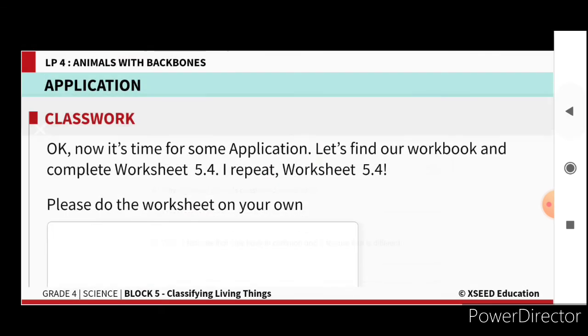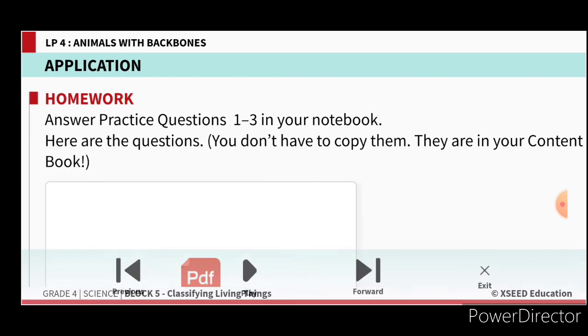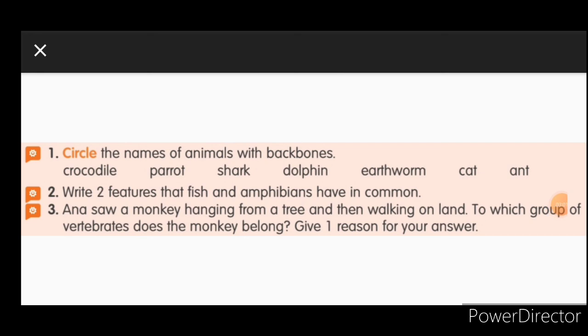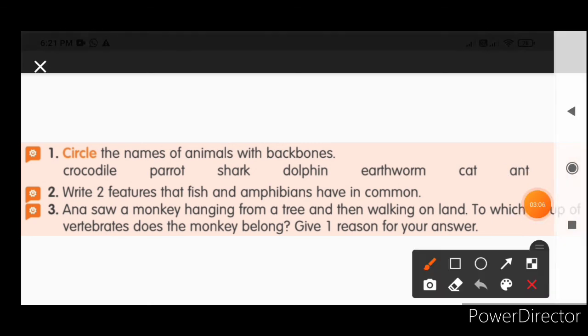Now we will see what practice questions are given in this worksheet. You can see in your textbook 4.5.4 and answer these questions in the textbook, children. Circle the names of animals with backbones. Which animals have a backbone? You underline them. Does a crocodile have a backbone? Yes, of course. Circle that. Like that you find out which animals have backbones.